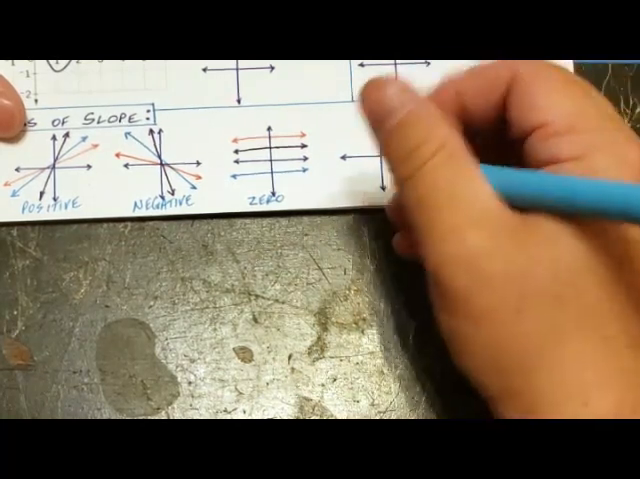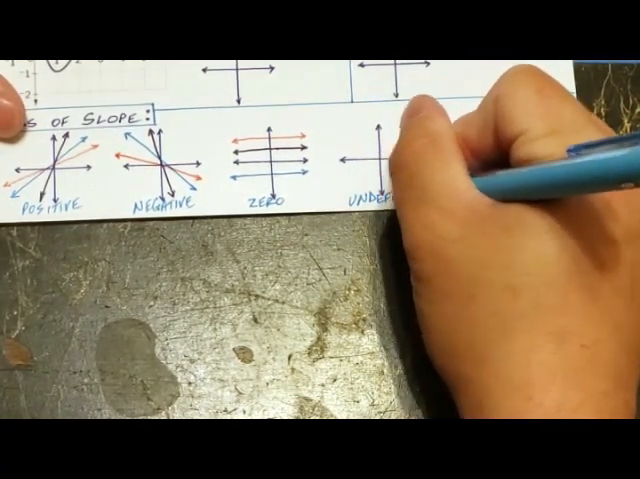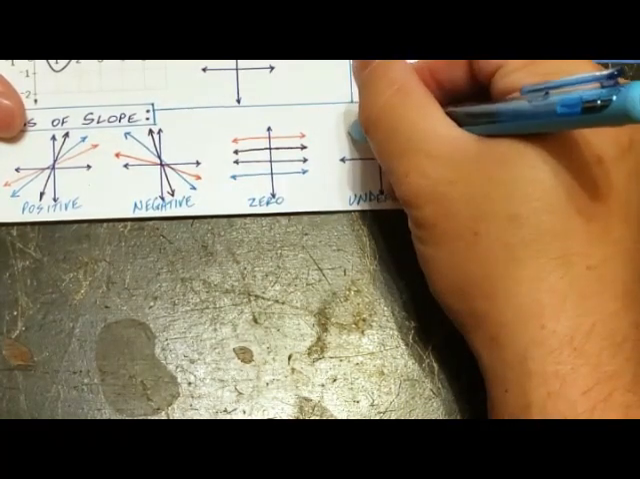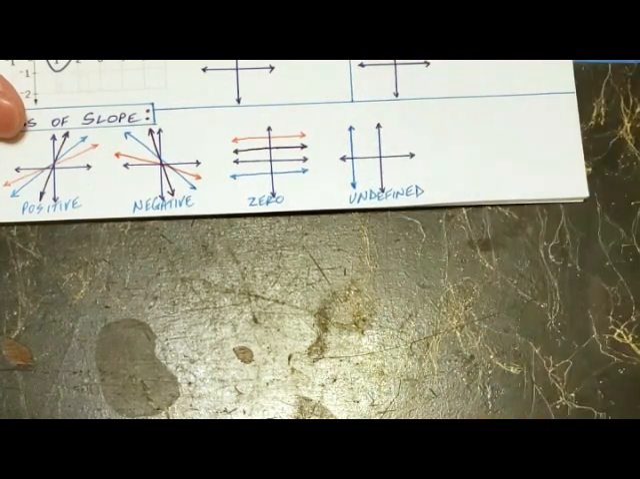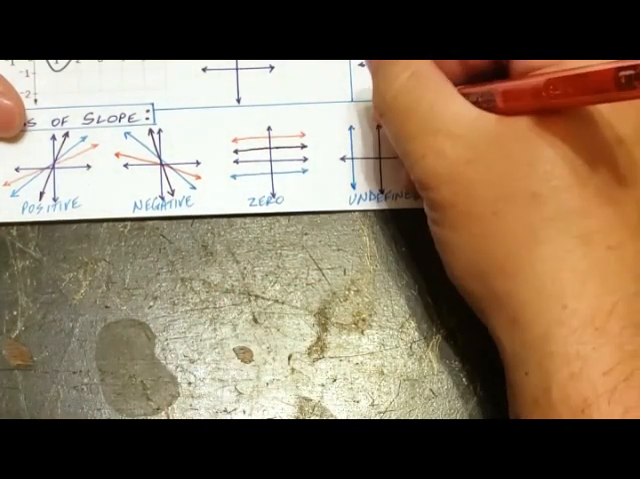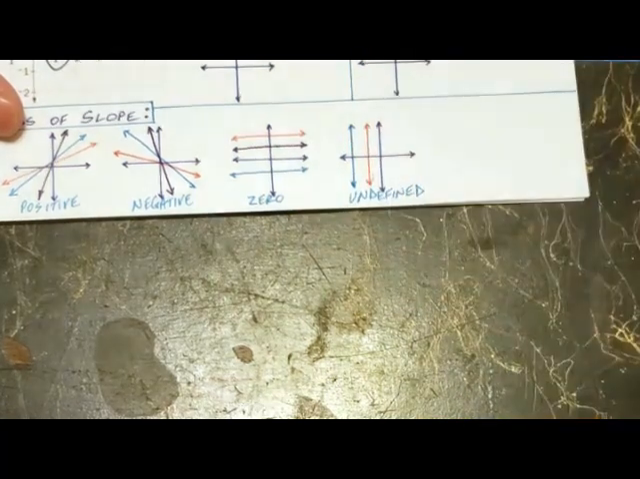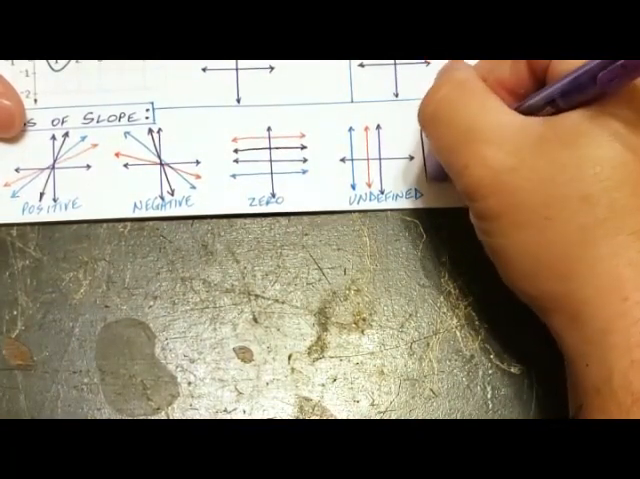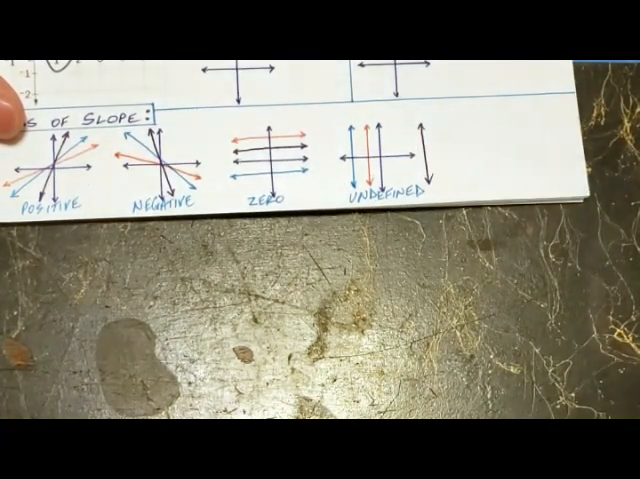The last kind of slope is an undefined slope, and that's when the line is parallel to the y-axis. So that's undefined. That's undefined. Even if it was way over here off the graph, that's undefined. Okay, you need to know what your 4 kinds of slopes look like.